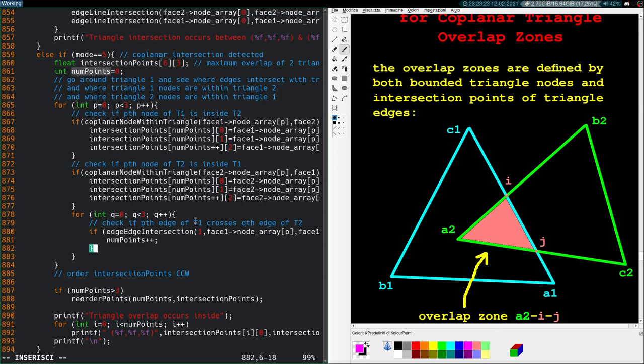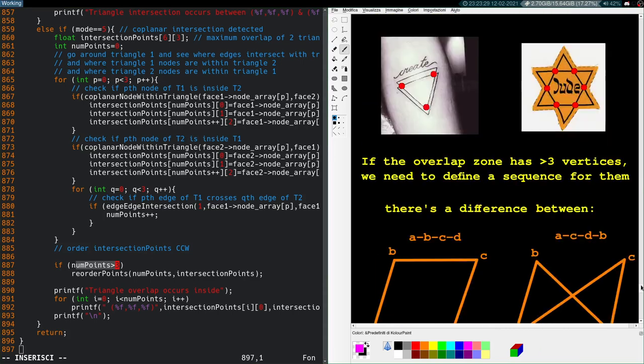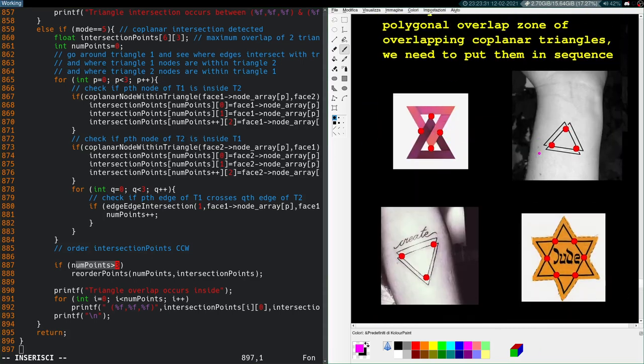in our list. And then lastly, if the number of points exceeds 3, that is, if we have something like this case or this case, then we must make sure that this sequence is a convex, not self-intersecting polygon. And for that, we have the function reorder points I talked about before. That does the whole insertion sort thing with the angles, and then it prints it out.